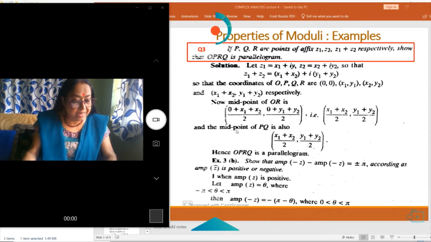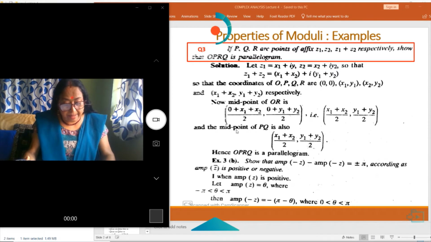Show that the amplitude of z minus amplitude of minus z is equal to plus or minus pi. Accordingly, amplitude of z is either positive or negative. When amplitude of z is positive, amplitude of z is equal to theta, where theta lies between minus pi and plus pi. Then the amplitude of minus z is equal to minus of pi minus theta, where theta lies between 0 and pi.